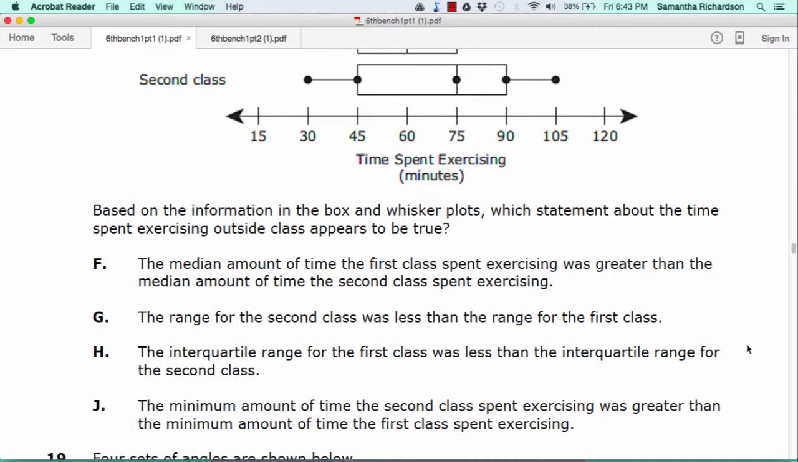G. The range for the second class was less than the range for the first class. H. The interquartile range for the first class was less than the interquartile range for the second class. J. The minimum amount of time the second class spent exercising was greater than the minimum amount of time the first class spent exercising.